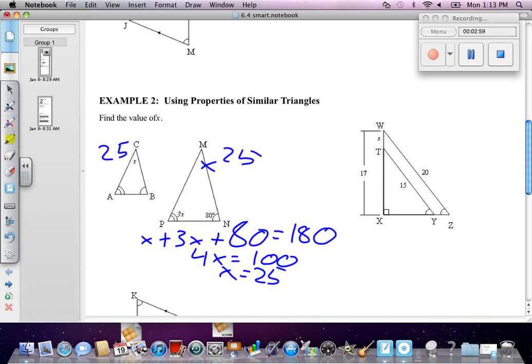So we know C and M are both 25. What are A and P? What's 3 times 25? 75. They're both 75. Does that make sense?